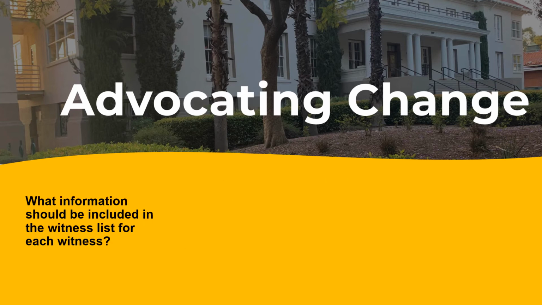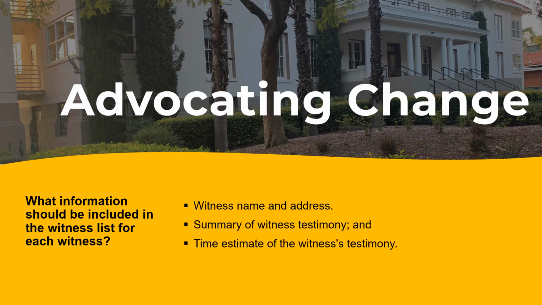What information should be included in the witness list for each witness? Once you've gathered the information you need, you will then create your list. The information that should be included in your list is as follows. Number 1, witness name and address. 2, summary of witness testimony. And 3, time estimate of the witness's testimony.